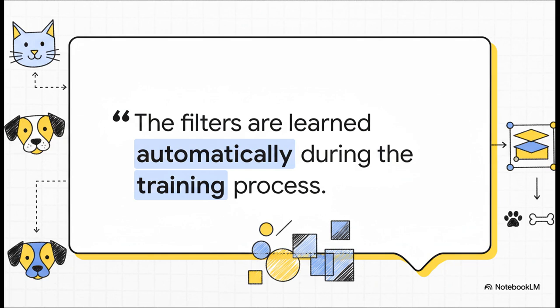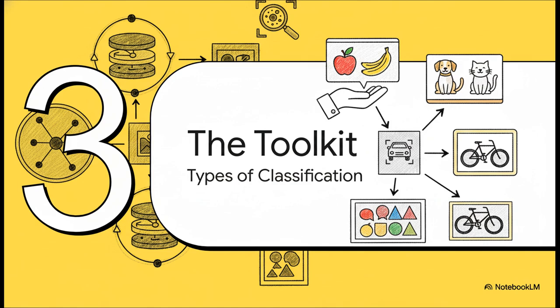And this is the real magic of CNNs. This is the absolute game changer. In the old days, you would have had to manually program a computer, telling it exactly what an edge looks like, what a curve looks like. It was a nightmare. But with CNNs, you don't do that. You just show it thousands and thousands of pictures of cats, and it learns on its own what features are most important for identifying a cat. It's incredible.